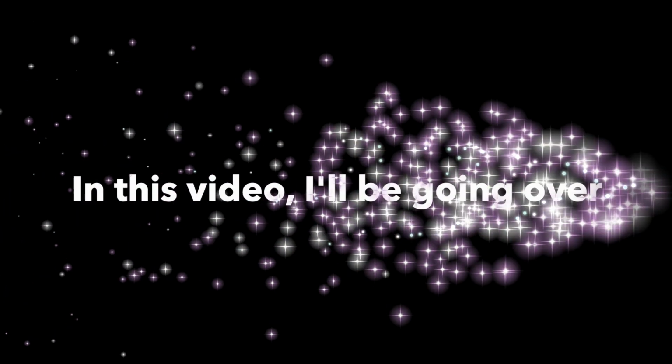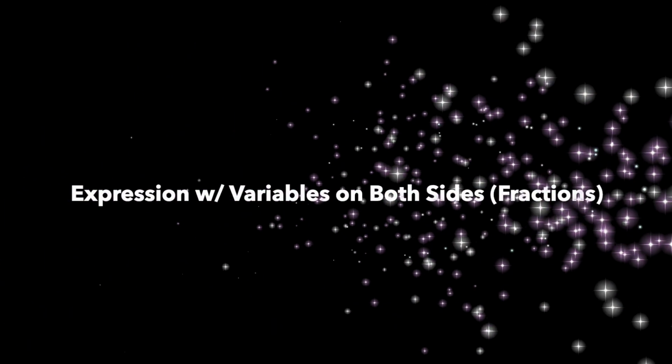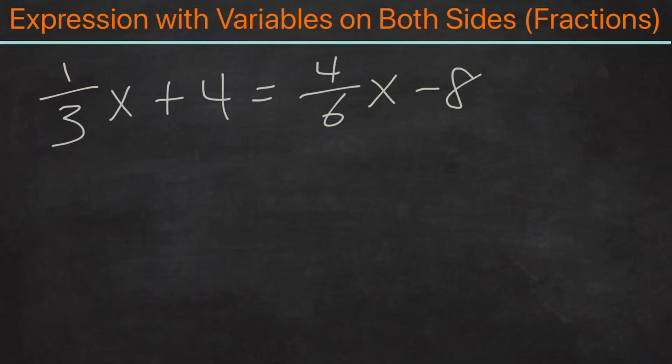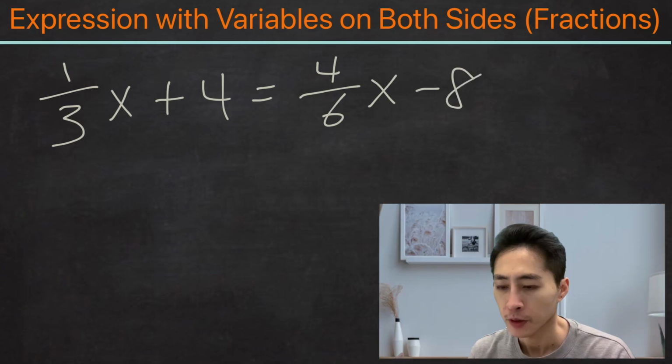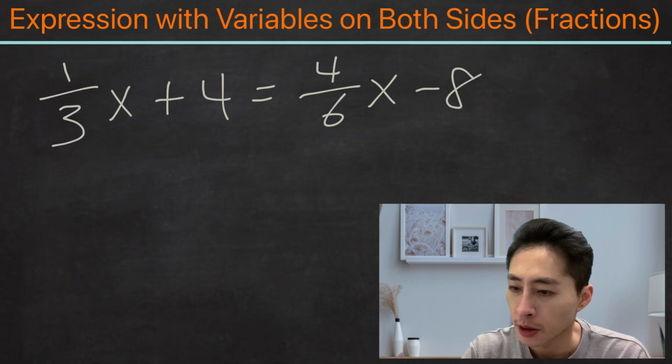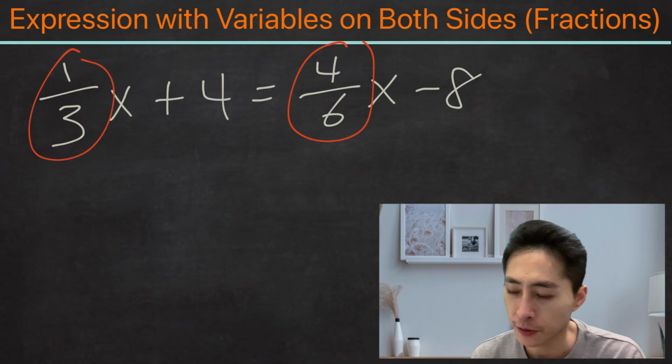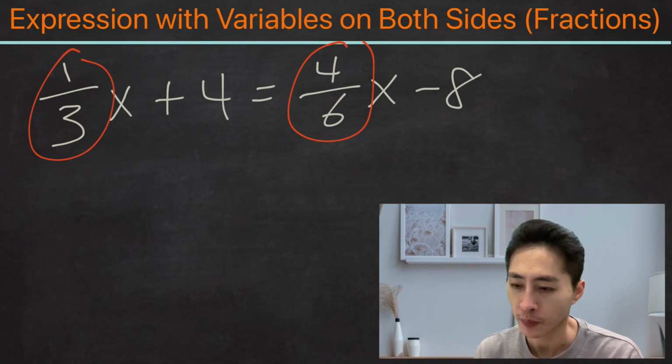In this video, I'll be going over expressions with variables on both sides. Here is an example. For this problem, we have a fraction in front of both variables. One is 4/6, one is 1/3.